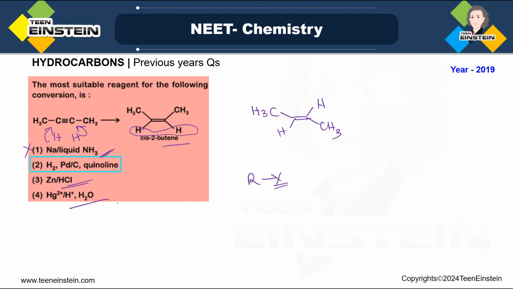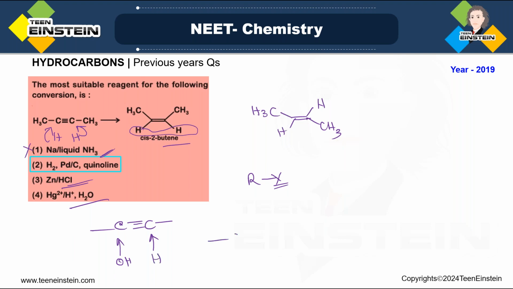H plus water, that is acidic aqueous medium, in presence of Hg2 plus. So here we get basically a hydration reaction. What will happen? You have a C≡C triple bond, and there will be addition of an OH group, that is net addition. I'm just talking about the final product. Detailed mechanism I'm not talking about.